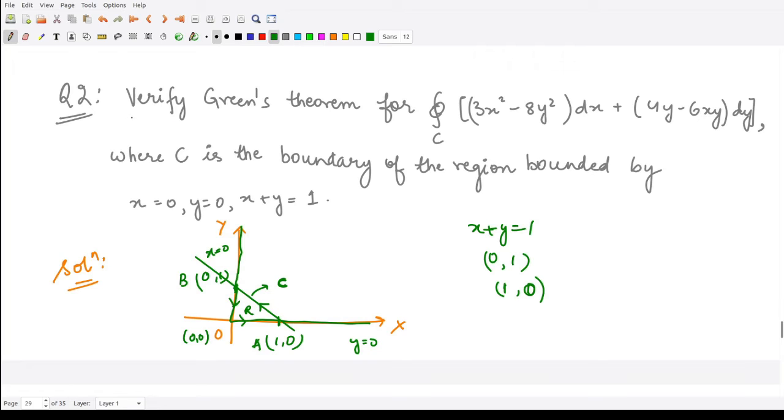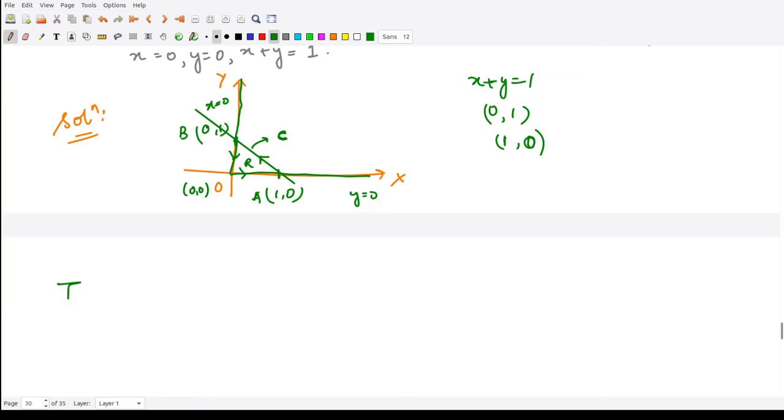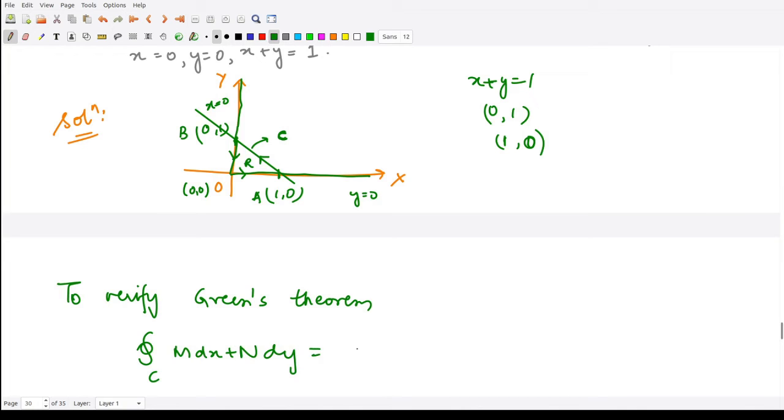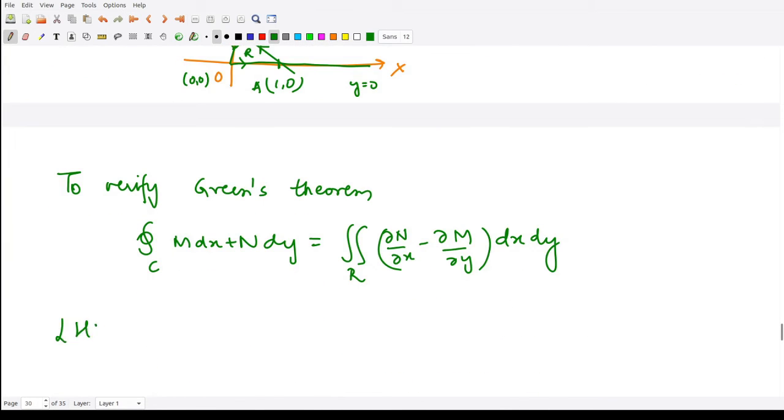Now, because in this question we are to verify Green's theorem, that means we are to first calculate this integral, and we are to show that. So to verify Green's theorem, we are to solve the line integral over C of M dx plus N dy, and show that the given quantity is equal to the double integral of (∂N/∂x − ∂M/∂y) dx dy. So let's solve it. In the first case, let's solve the left hand side first.